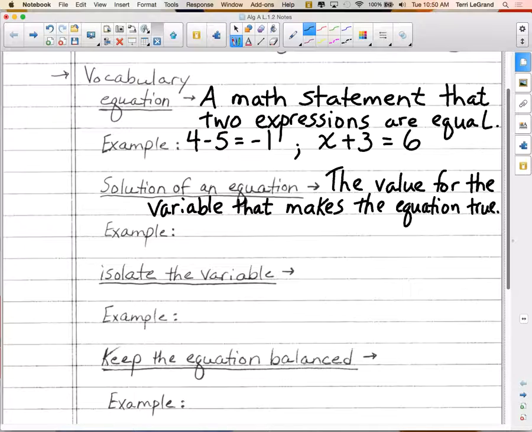So, can anybody give me an example? How about that one up there, the equation x plus 3 equals 6? Anybody think they know what the solution to that one is? 3. Yeah. So, the solution, the value for the variable that makes the equation true, we would say x equals 3. That's the solution. Are there any other solutions for that particular equation, x plus 3 equals 6? Are there any other values for x that we could put in there and it would still make the equation true?